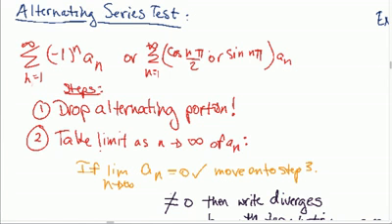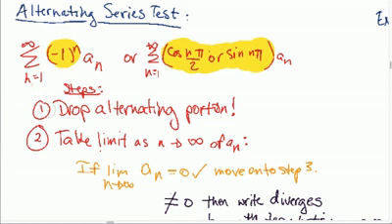And as the name implies, we have a component of this series that will alternate. Whether it's a -1 to some power of n or a sine or a cosine term, both of those make it alternate. If you remember, sine and cosine oscillate between 1 and -1.